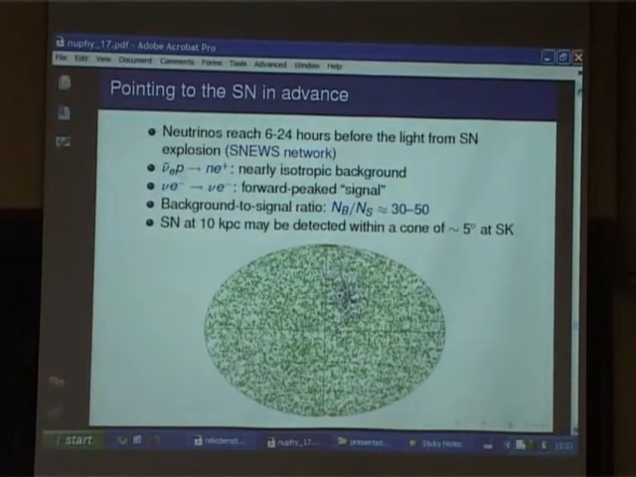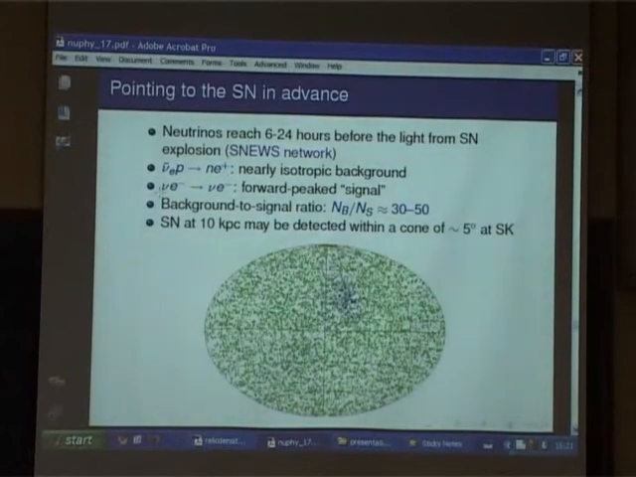See, the major events are this: ν̄_e plus proton going to neutron plus positron. But these events are isotropic. See, ν̄_e has energy of 10 MeV, maybe 50 MeV. Proton has a mass of 1 GeV. It's big. So therefore, it is almost isotropic. So they are of no use. If you only observe these events, you will not be able to say where the supernova is.